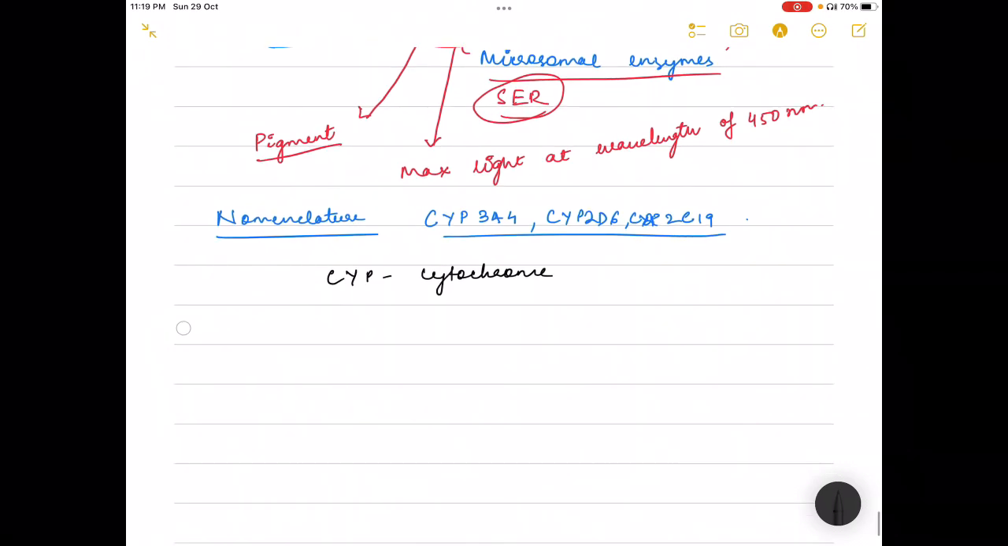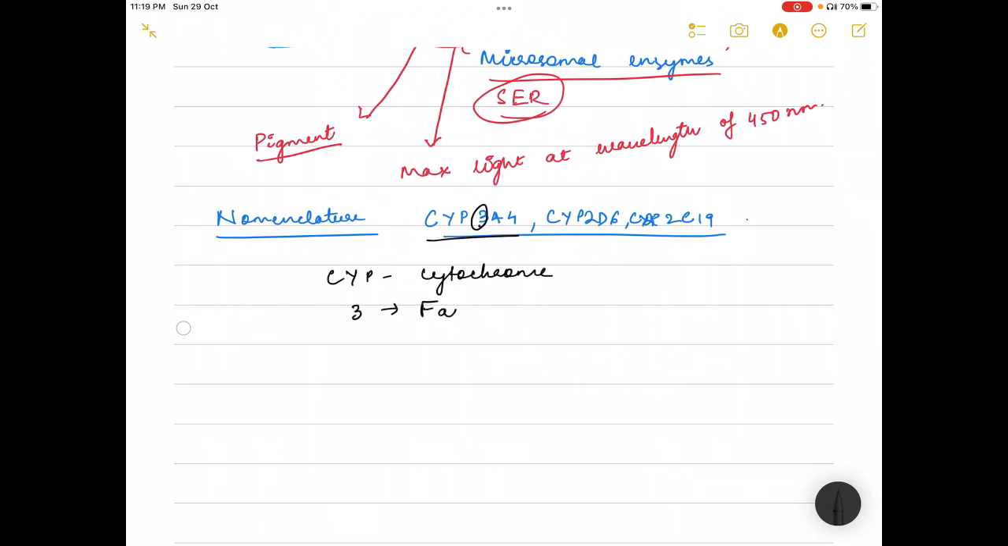Then the very next letter after that, for example in CYP3A4, this 3 means the family to which the enzyme belongs. Then A means a subfamily, and this last letter 4 means the isoform of the enzyme.